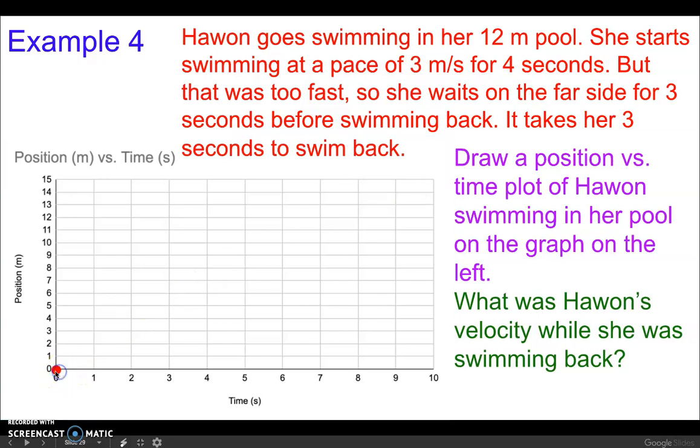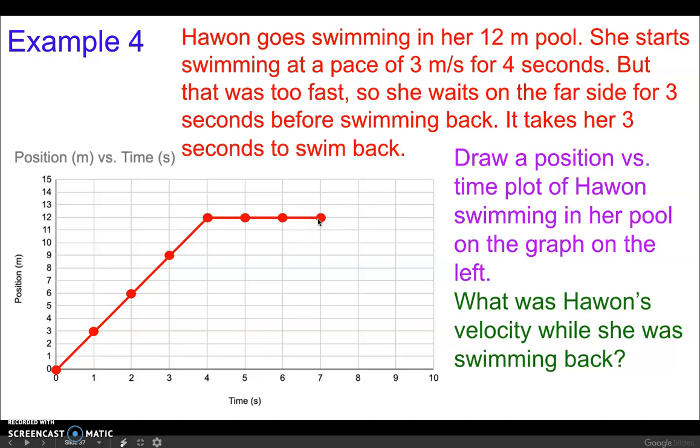So we're going to have Haewon start at position 0, 0. She's going to move at a pace of 3 meters per second for 4 seconds. So for every 1 second, she'll move 3 meters. And this will continue on for 4 seconds. Okay, so this will model Haewon's motion for the first 4 seconds. Then she's just going to hang tight for 3 seconds on the other side of the pool. Catch her breath. So for these 3 seconds, her position has not changed.